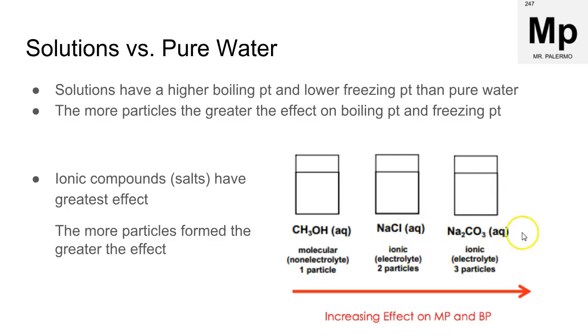If I use a substance like this, Na2CO3, it's going to break apart into Na plus and CO3 2 minus, but I have two Na pluses here, so it's actually 3 particles. And so the more particles, the greater the effect on melting point and boiling point. So the boiling point is going to go up, and the melting point or freezing point goes down.